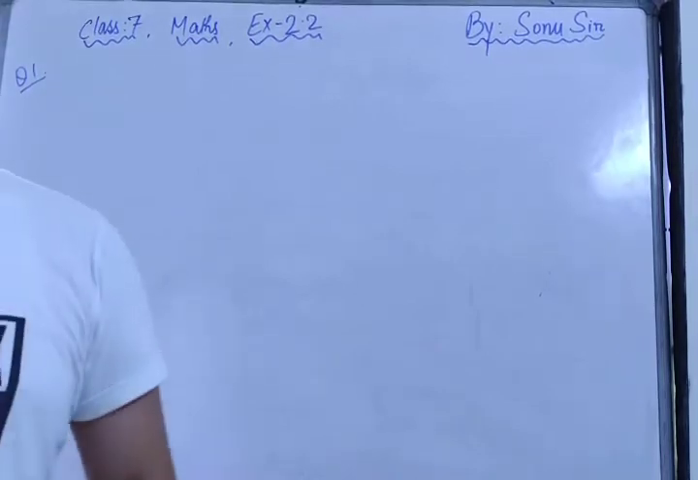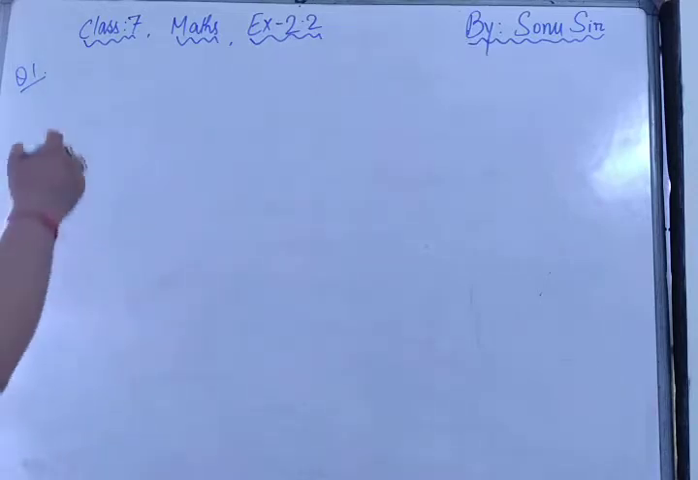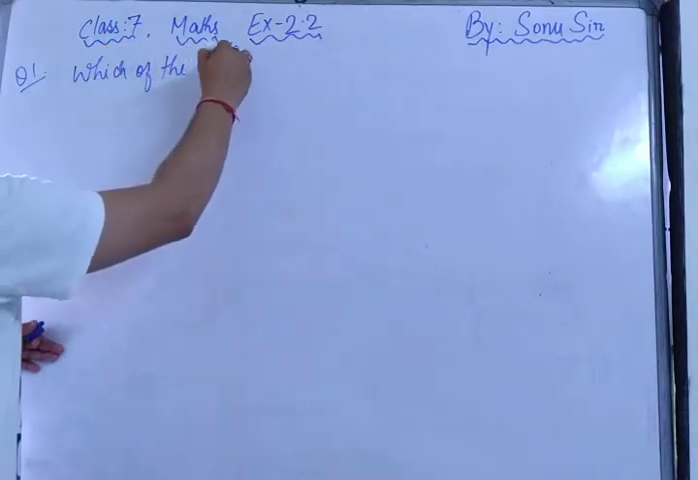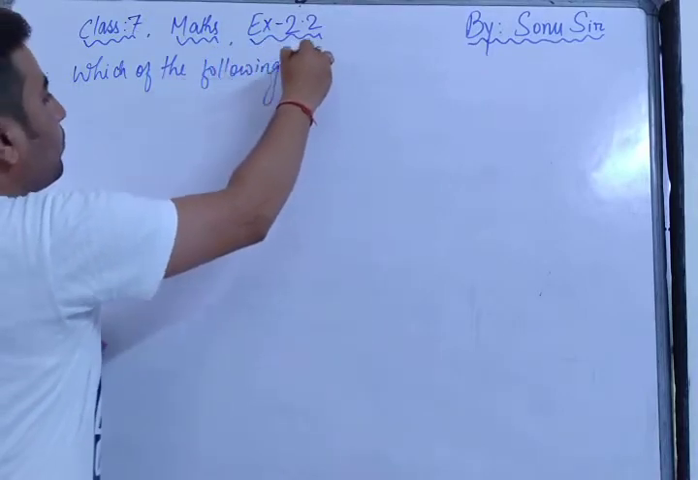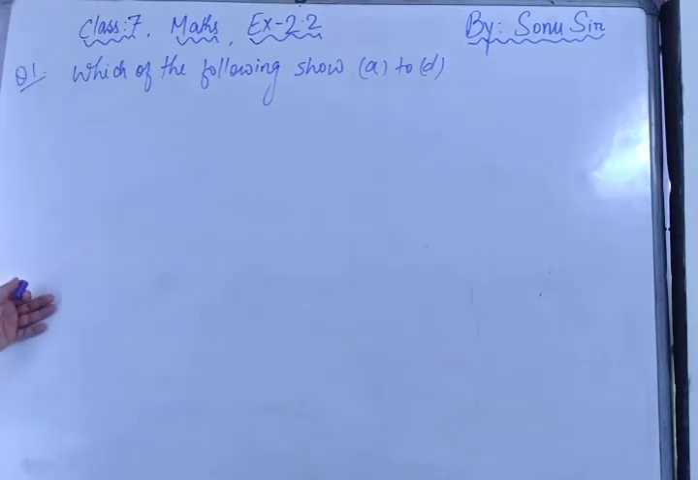In question number 1 it's saying: which of the drawings A to D show. Here there are some options. You have to match from A to D, just like a match-the-following question. Which of the following A to D show, right?